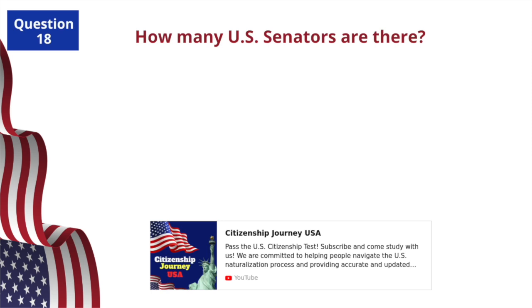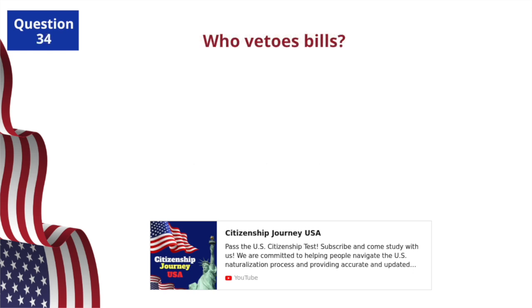How many U.S. senators are there? 100. Who vetoes bills? The president.